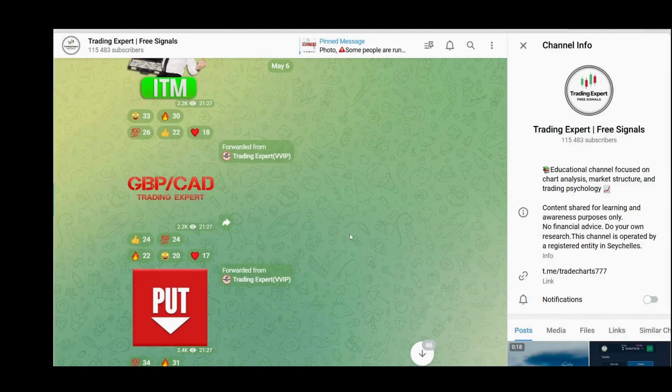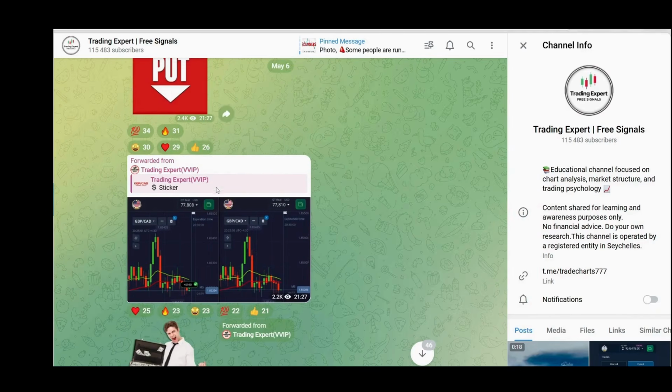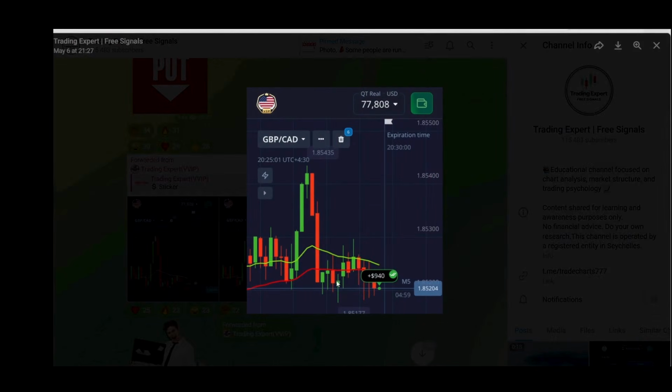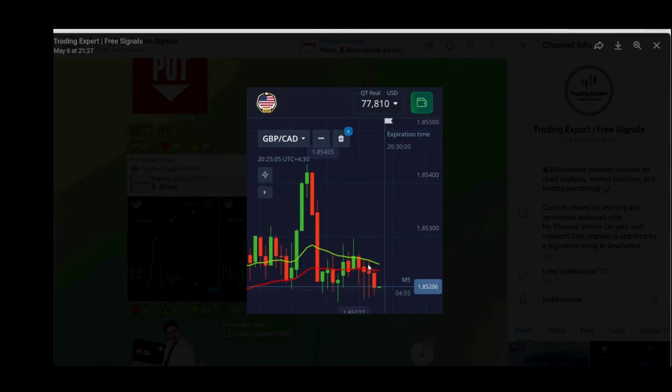So we won 3 trades, and after that, we provided another signal on GBP/CAD for a downside move. The logic was that there was a downtrend here, and you can see that the previous candle left a wick on the downside. That is why we provided a signal for the downside move, and this was also a clean win.